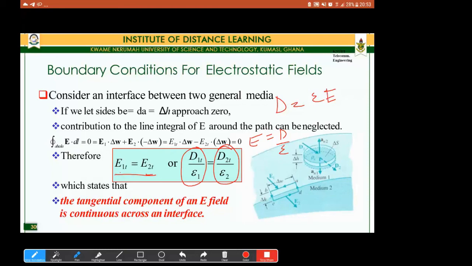Now, the fact that E1 tangential equals E2 tangential means that the tangential component of an electric field is continuous across an interface, because E1 here is the same thing as E2 here. So it means the field is continuous across the interface. When they are not the same, then we say they are discontinuous.